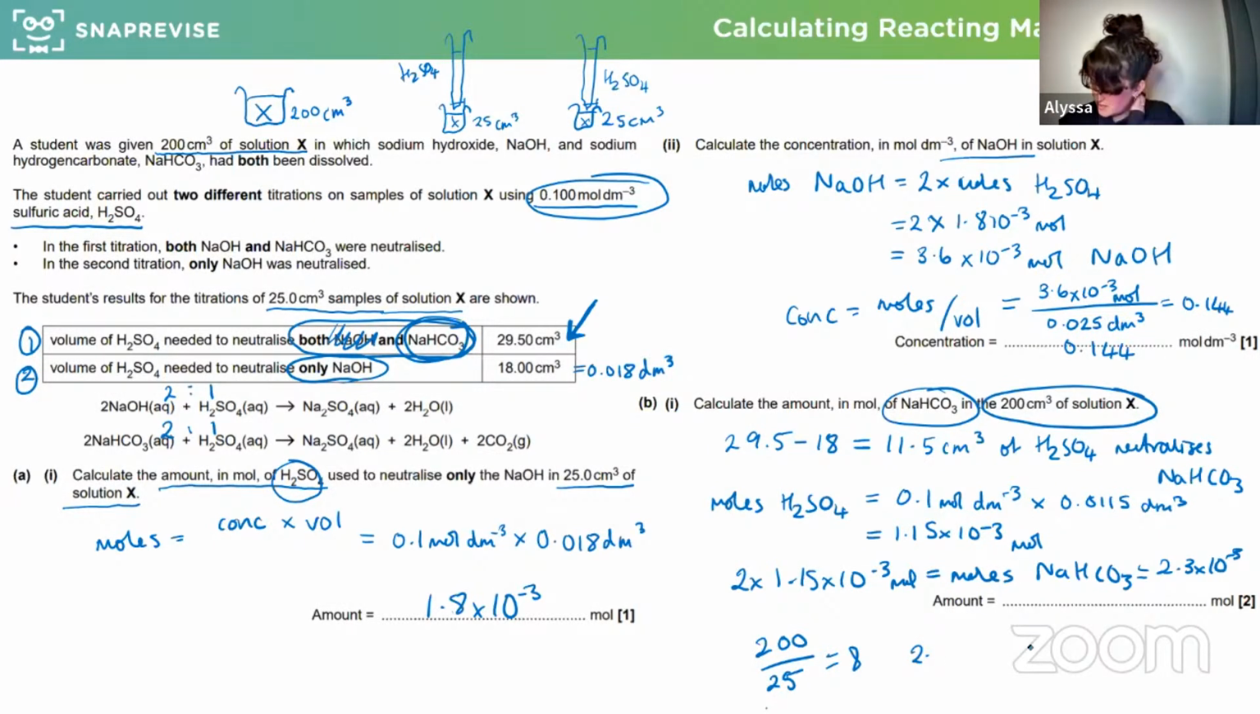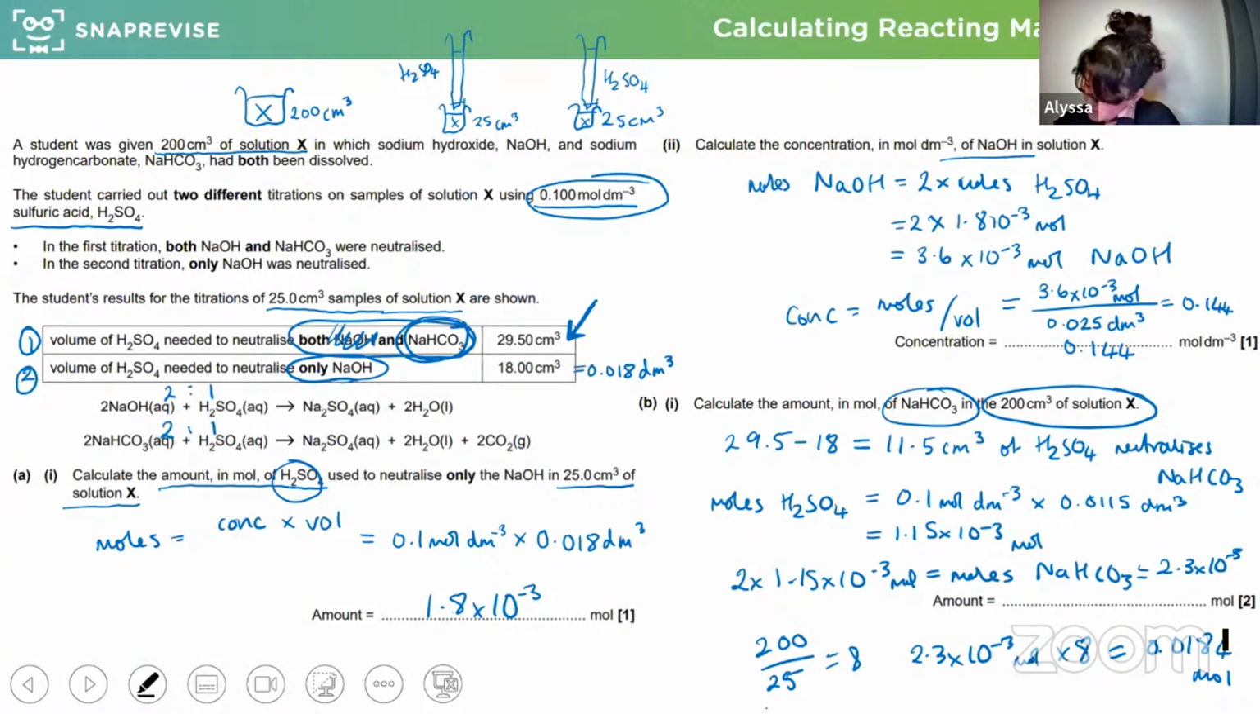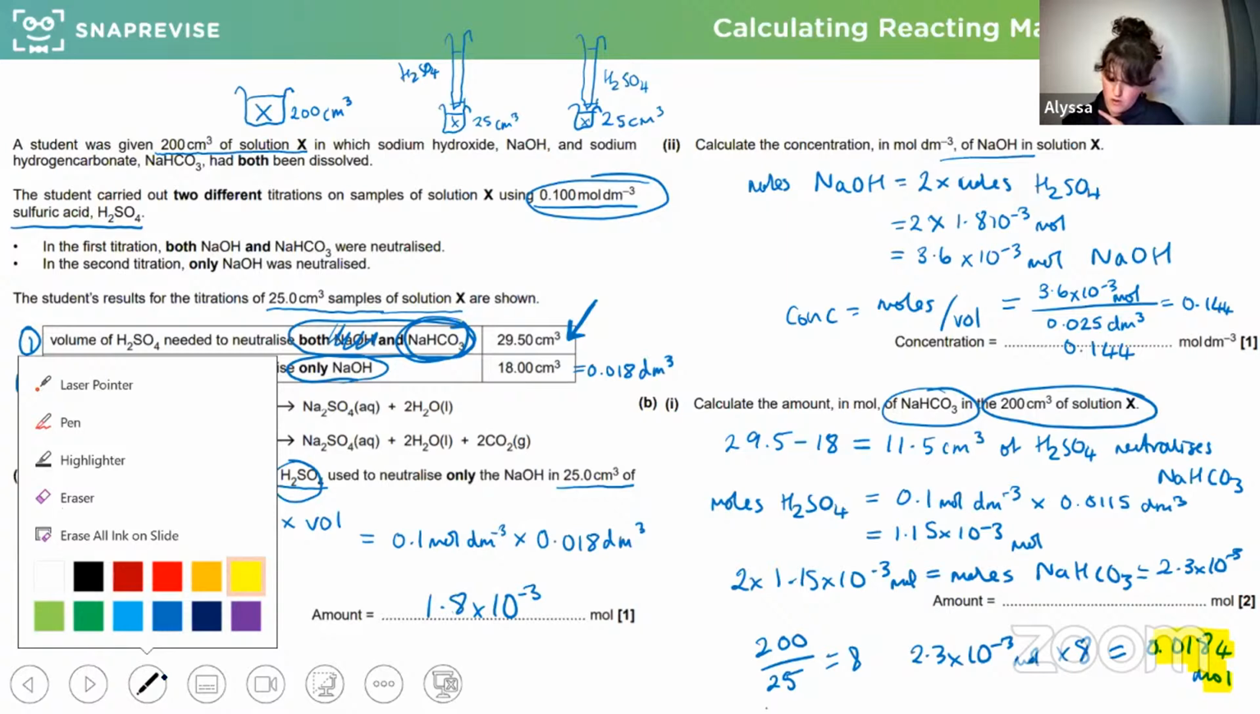Oh dear, my pen's going funny. Mole times by 8 gives us our final answer of 0.0184 mole. And I'm just going to highlight that, if it'll work. So that's my answer there, 0.0184 mole.